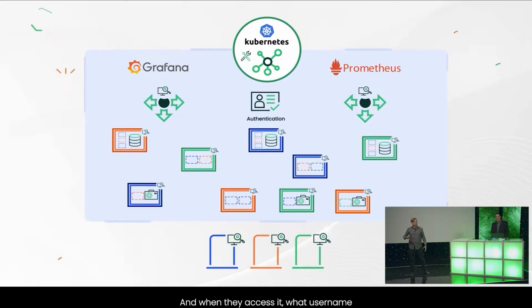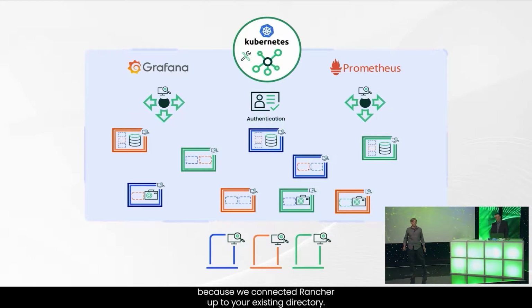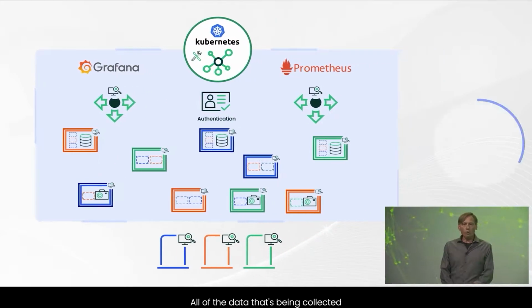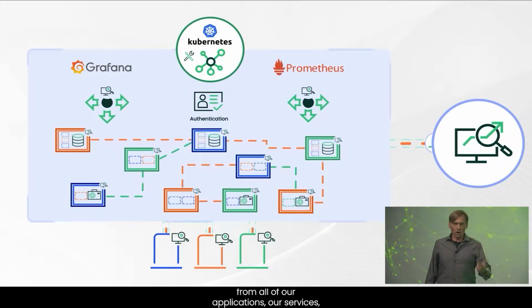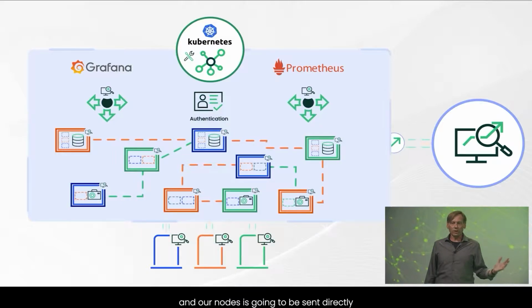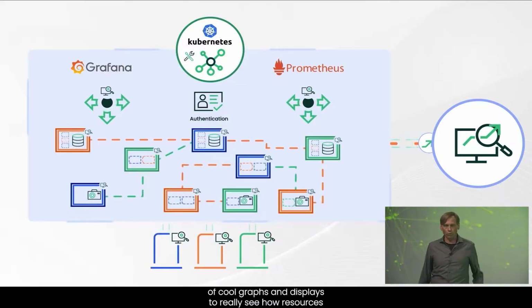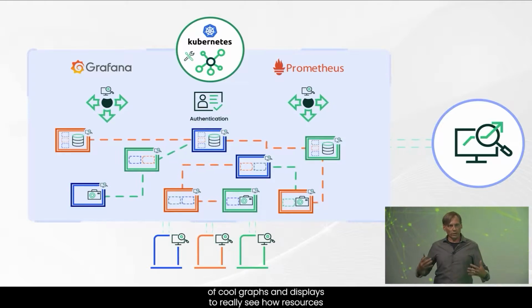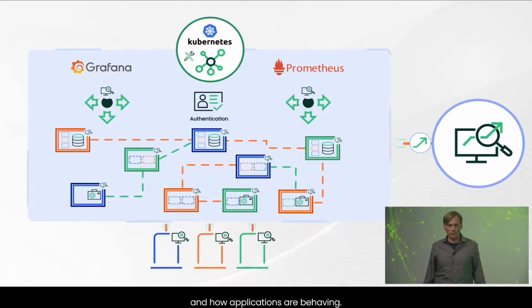And when they access it, what username and password will they use? Well, of course, it's their corporate username and password because we connected Rancher up to your existing directory. All of the data that's being collected from all of our applications, our services, and our nodes is going to be sent directly to the Grafana dashboard. So we can do all sorts of cool graphs and displays to really see how resources are being used in your environment and how applications are behaving.